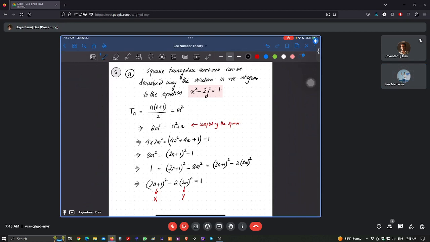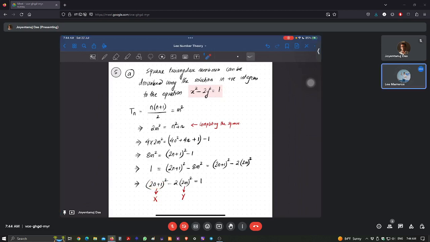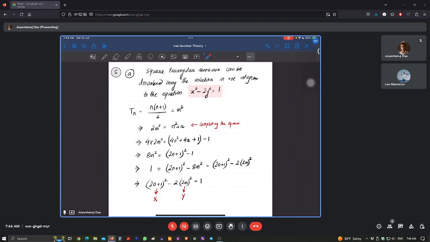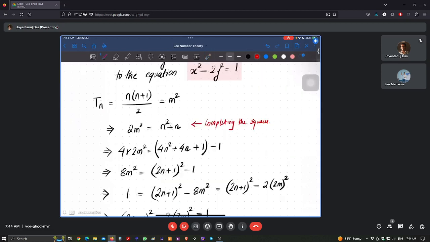So the thing is, if I take x as my odd number, right? The question is asking to show that every square triangular number can be described using the solution in positive integers of this equation, right? So if I take my x to be the odd number, then let me write down. This one is a square triangular number. The square triangular number we can express in two ways. One is it is a triangular number, that's why I have this form n into n plus 1 by 2, and it is a perfect square, that's why I have this form, right?